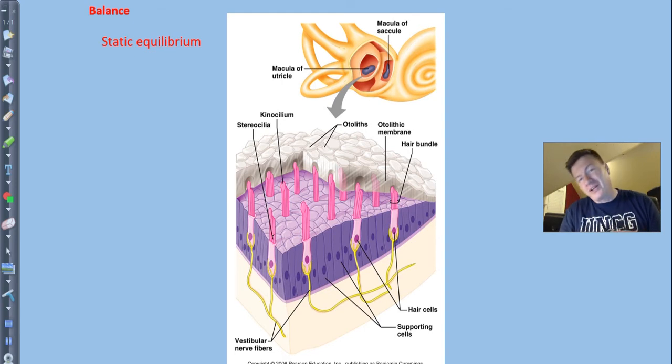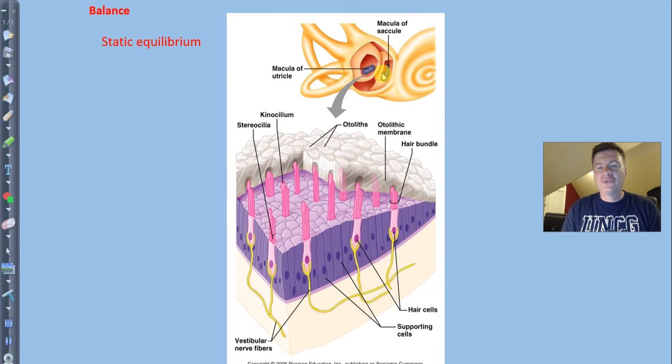If you're walking around like this and your head is tilted, you're going to have to adjust your muscles and your balance so you don't fall over. You have to be able to detect, you have to propriocept, know your body's position in space so that you can respond accordingly with the right muscle contractions. So it is important to know if your head is leaning over or if your head is upright. How does your body detect that?